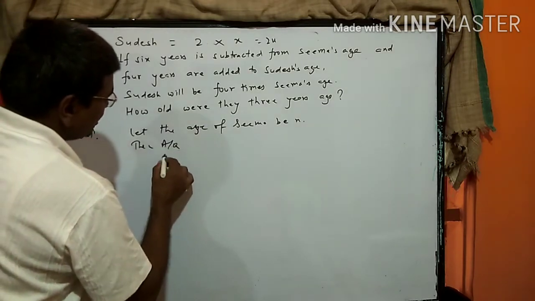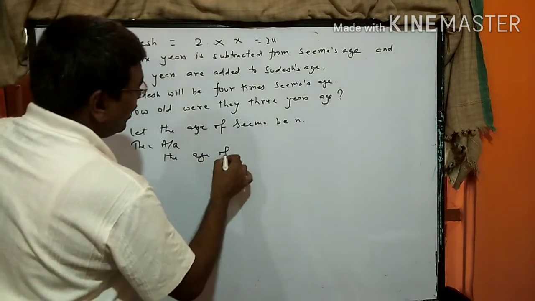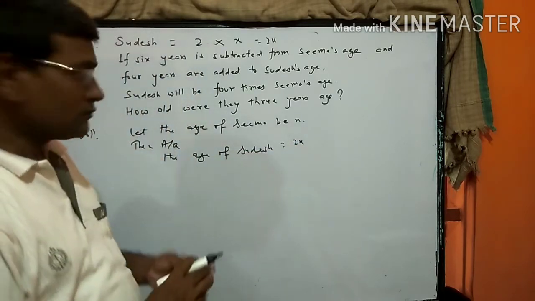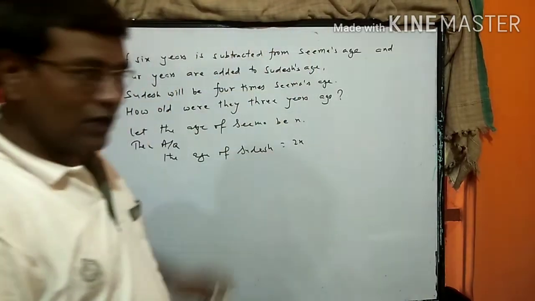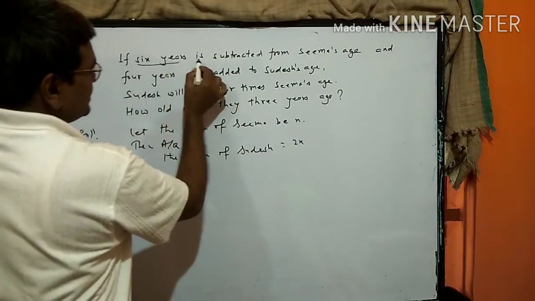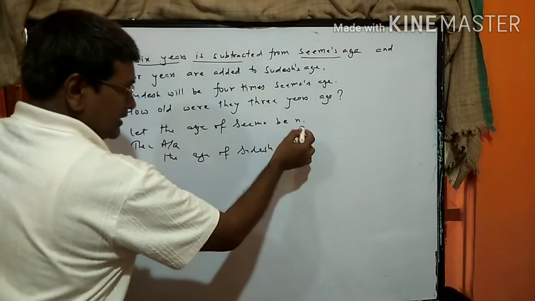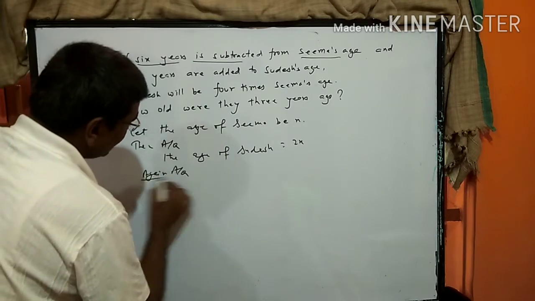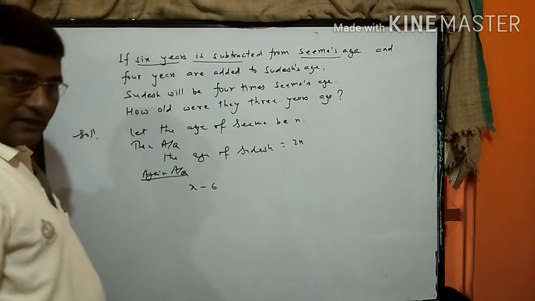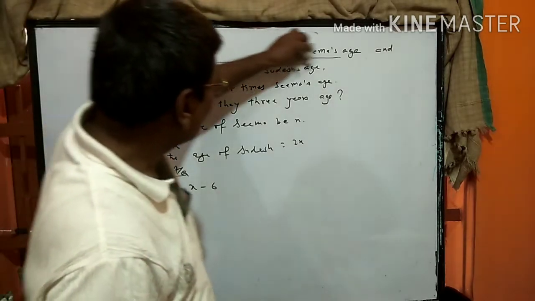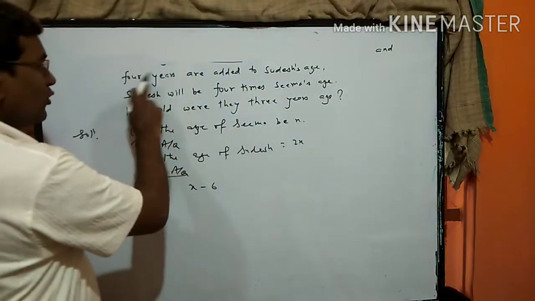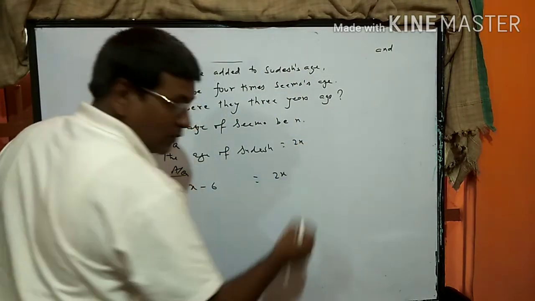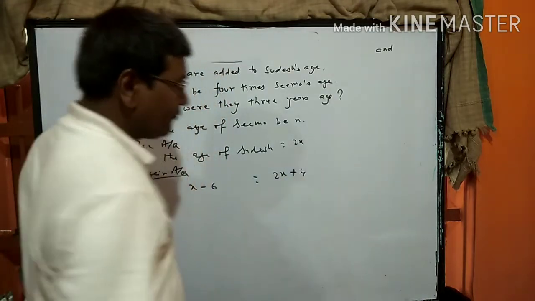Then according to the question, the age of Sudesh equals 2x. Now again, 6 years is subtracted from Seema's age. Seema's age is x. Again according to the question, x minus 6. And 4 years are added to Sudesh's age. Sudesh is 2x years. Now add 4.